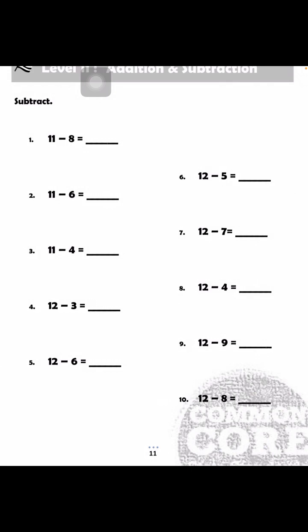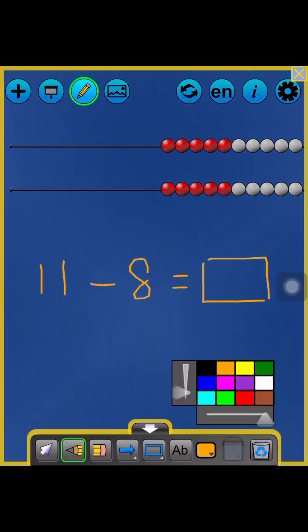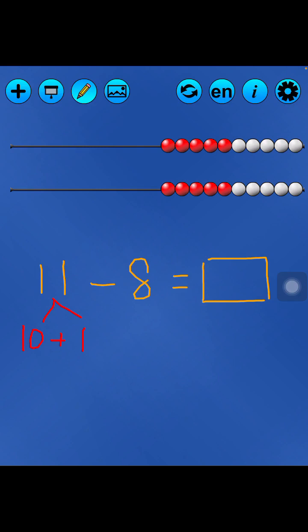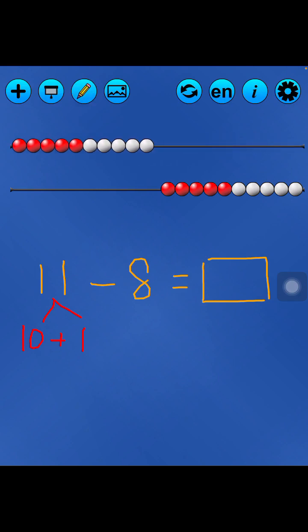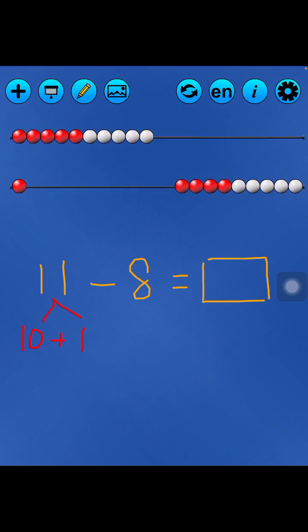And we look at question 1 together. Question 1, we need to find 11 minus 8. We know that 11 can be split into 10 and 1. 10 plus 1 equals 11. So we move 11 bits to the left. 10 plus 1 bit. And then we need to minus 8. So we need to take away 8 bits.